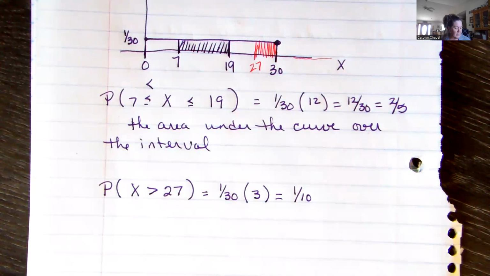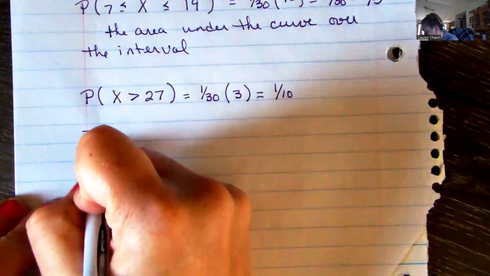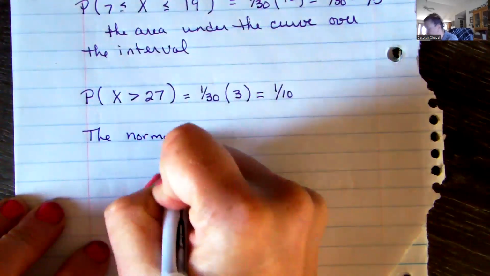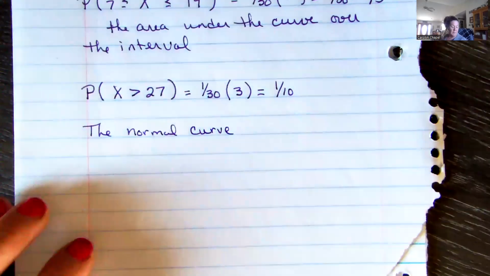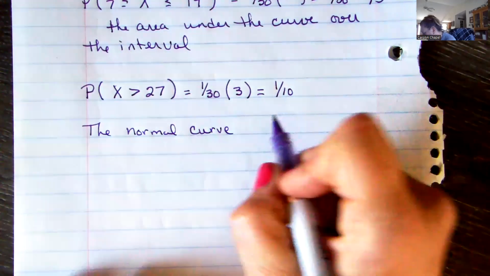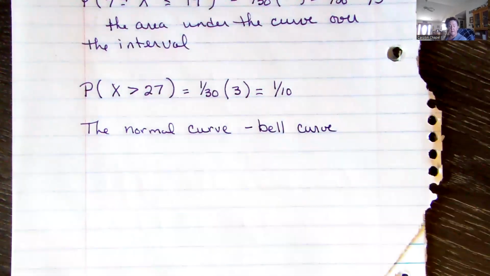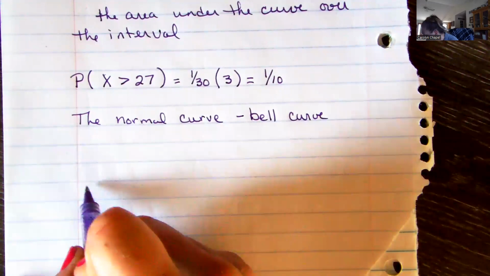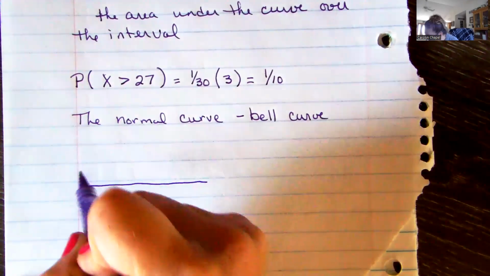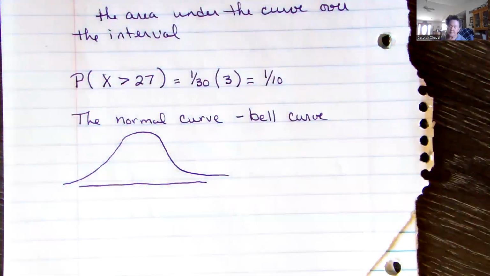We used the uniform just as an introduction, but one of the biggest curves that we work with is the normal curve. I'm just going to introduce it in this video, and we will dive into it a little bit more in some of my other videos. The normal curve, sometimes referred to as the bell curve, we have talked a little bit about this in previous chapters, and it is like a bell. Draw my little bell.